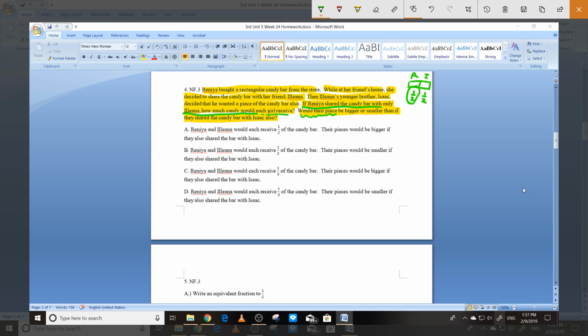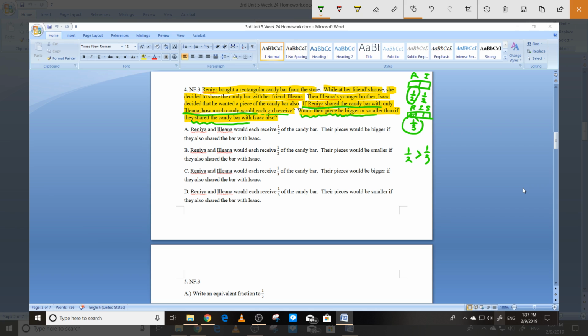Now, the second part of the question says, would their piece be bigger or smaller than if they shared it with Isaac also? So if it's the same candy bar, instead of sharing it with just Iliana, we're sharing it with Iliana and Isaac, then you would each get a third of the candy bar, right? Remember, 3 is the number of pieces that it was broken down into, and 1 is how much one person would get. So which number is bigger, 1/2 or 1/3? This is what they're asking you to figure out. Look at it. Which one's bigger? 1/2 is definitely bigger than 1/3.